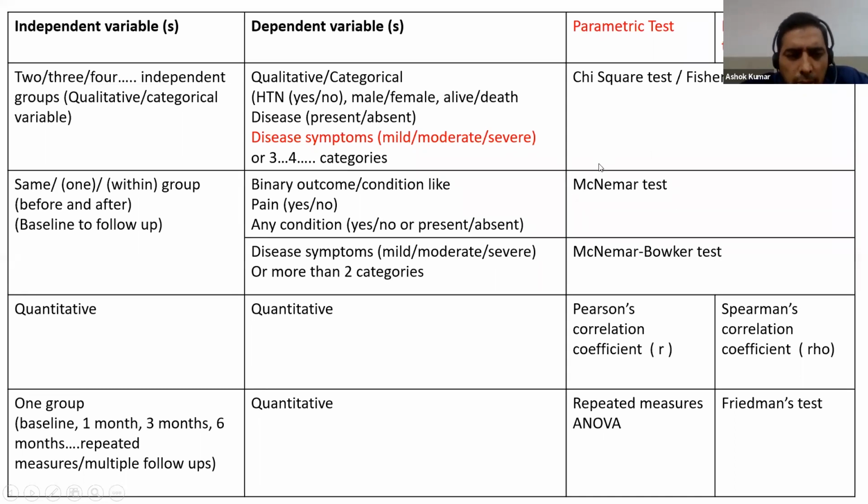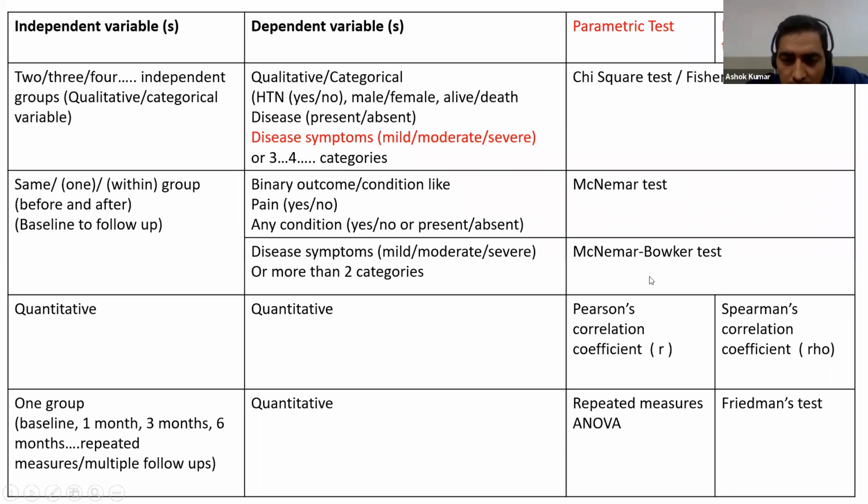For example, at baseline, out of 50, 40 patients have pain. And after treatment, out of 50, 20 patients have pain. So at baseline 40 patients have pain, and at follow-up 20 patients have pain. Is there any significant change? We have to find out the significant change, so we have to use the McNemar test.